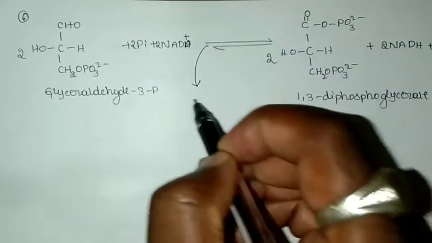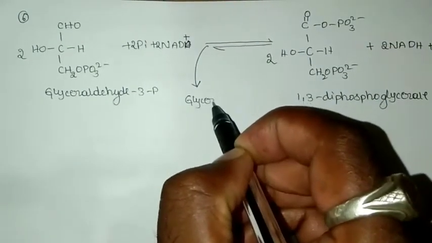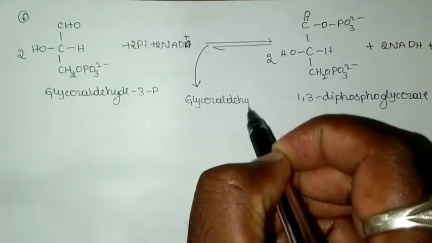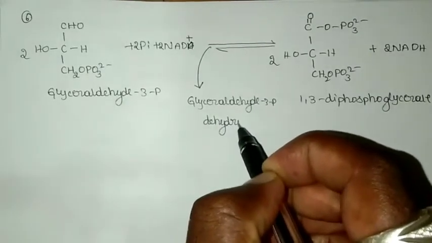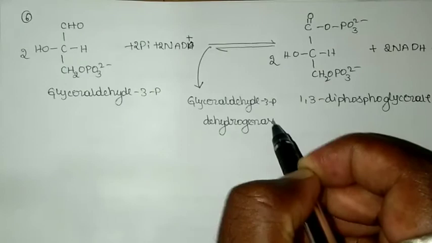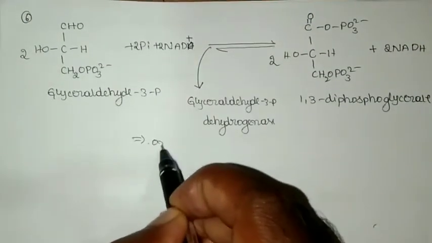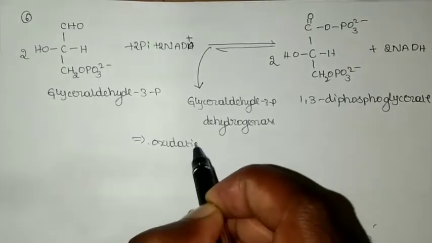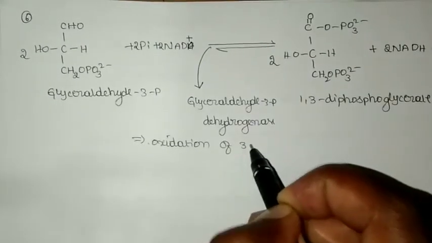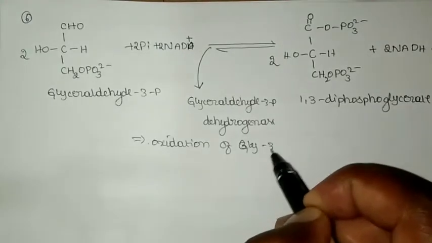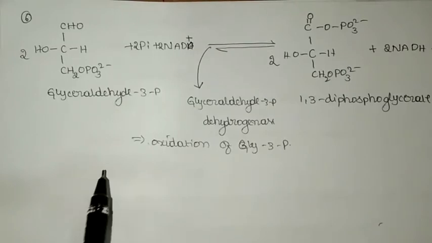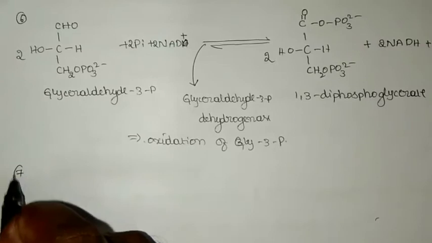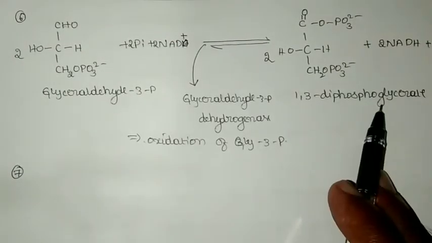So the enzyme we use over here is glyceraldehyde 3-phosphate dehydrogenase. This is the enzyme we use over here, and what happens over here? Here occurs oxidation of glyceraldehyde 3-phosphate so as to produce 1,3 diphosphoglycerate. And now we shall see the seventh reaction, that is the conversion of 1,3 diphosphoglycerate into 3-phosphoglycerate.